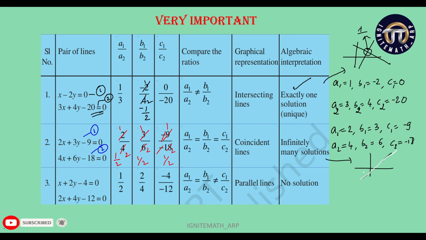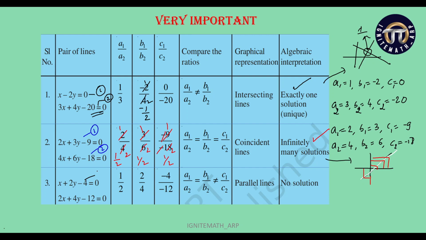So what is the number of solutions I have? Many solutions, infinitely many solutions. That's why I can conclude that the given pair of equations has infinitely many solutions. Is that clear, children? Yes or no? Clear? Yes. So now let me take the third example over here.